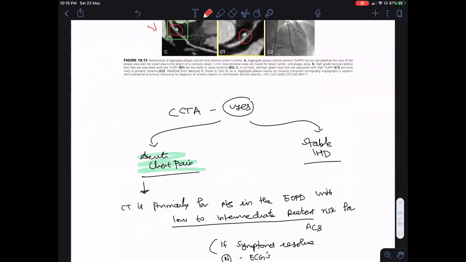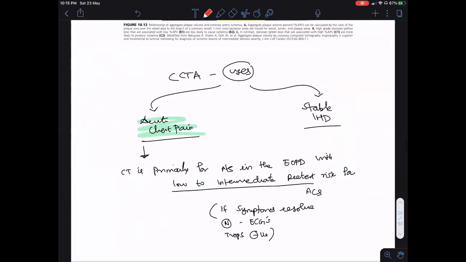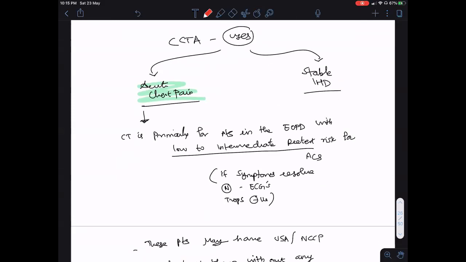So moving on to uses, we can look at it in two forms. At least in case of patients with chest pain initially, one is how a CT performs in patients with acute chest pain, and how a CT performs in patients with stable IHD. I'm assuming that acute chest pain evaluation in an emergency room is a topic in itself. So we'll just look at how a CT helps.